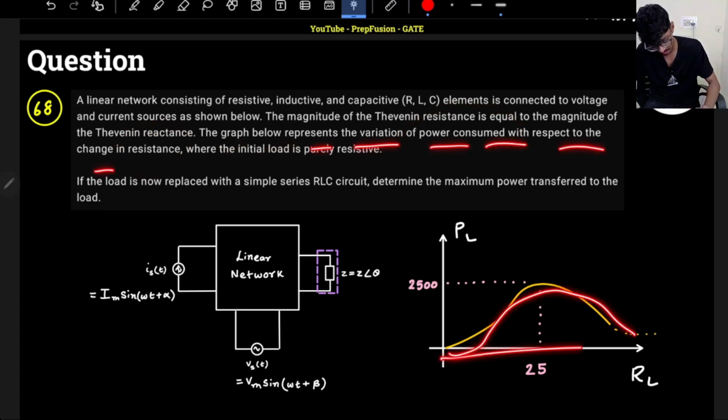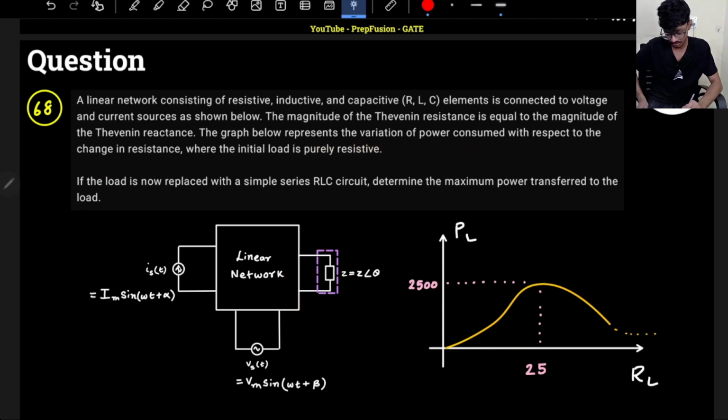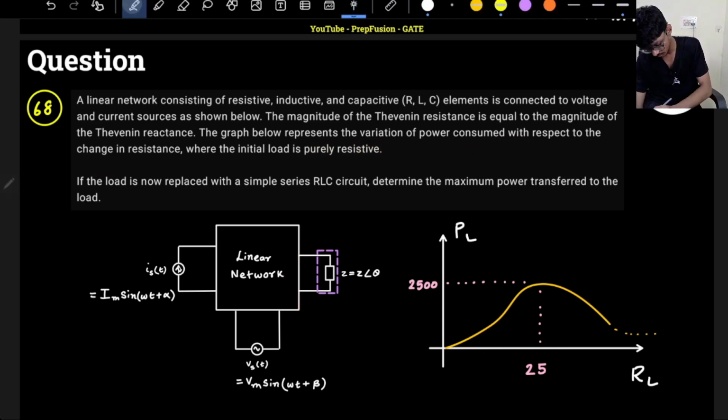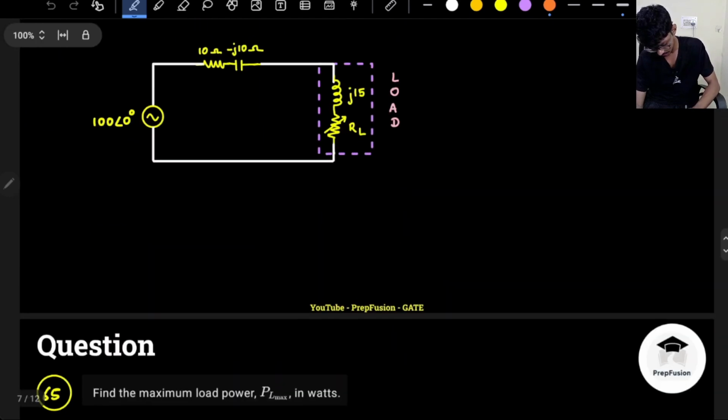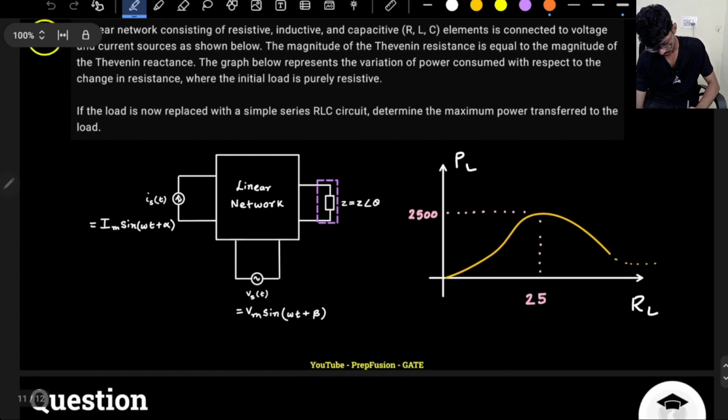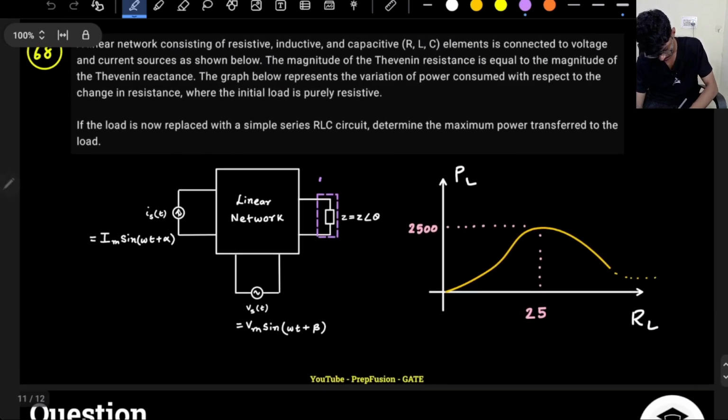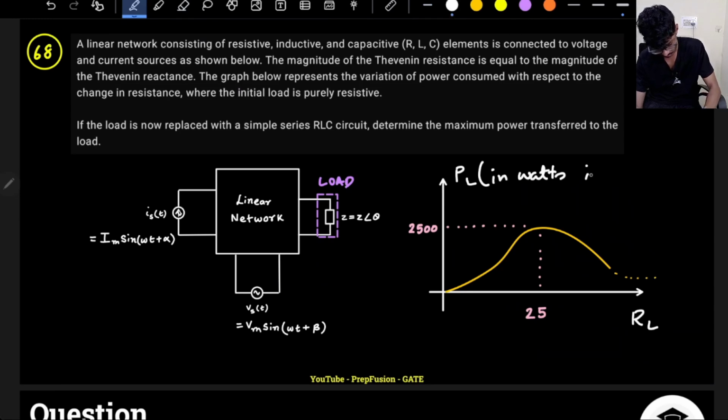So how much power is getting consumed in the load with respect to the resistance? Actually it should have said power consumed in the load. I should have mentioned power in watts in load. So this is my load basically. I forgot, so I will just change it in my assignment questions, else you will get confused. So this is my load basically, and this is in watts in load.